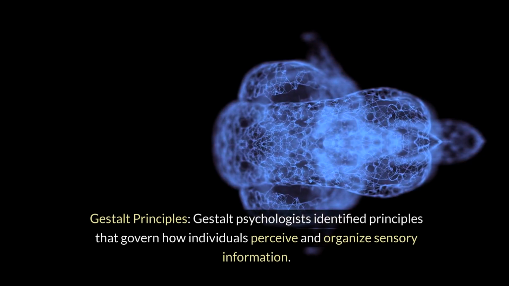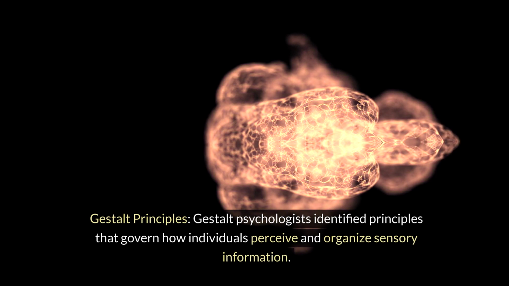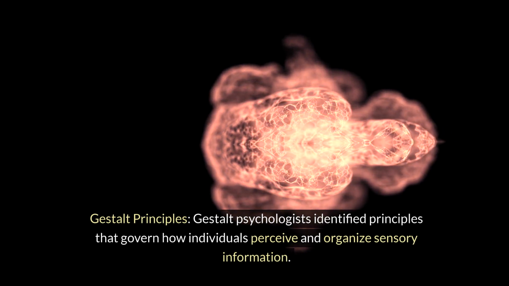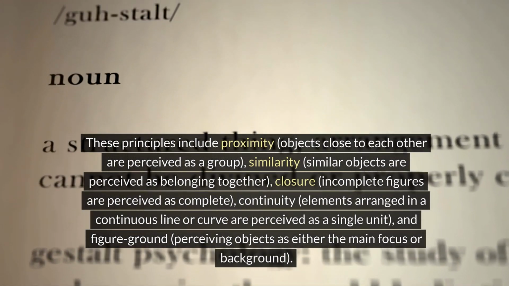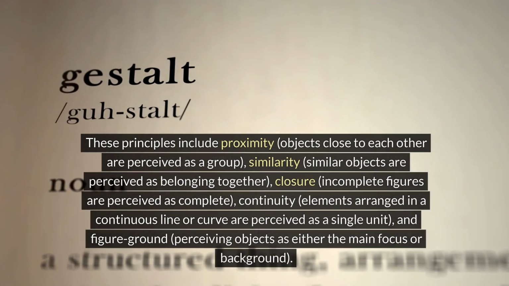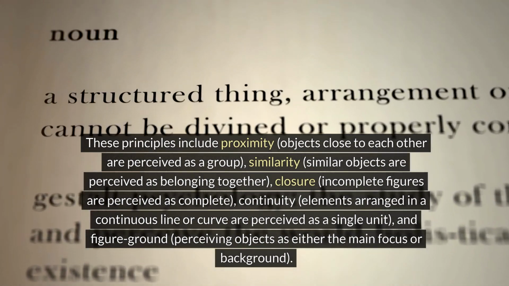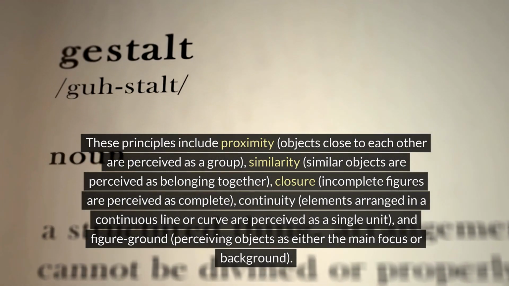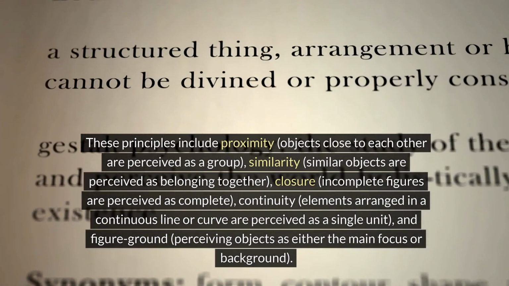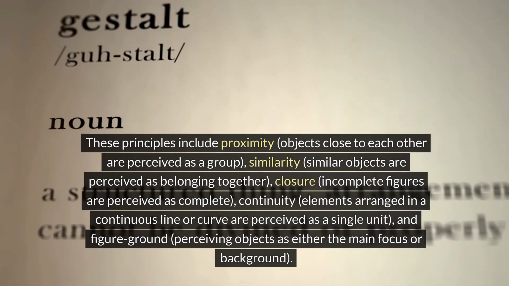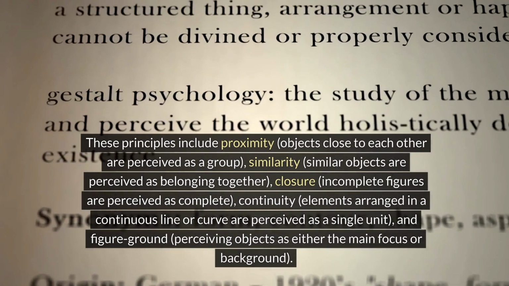Gestalt principles. Gestalt psychologists identified principles that govern how individuals perceive and organize sensory information. These principles include proximity: objects close to each other are perceived as a group; similarity: similar objects are perceived as belonging together; closure: incomplete figures are perceived as complete; continuity: elements arranged in a continuous line or curve are perceived as a single unit; and figure-ground: perceiving objects as either the main focus or background.